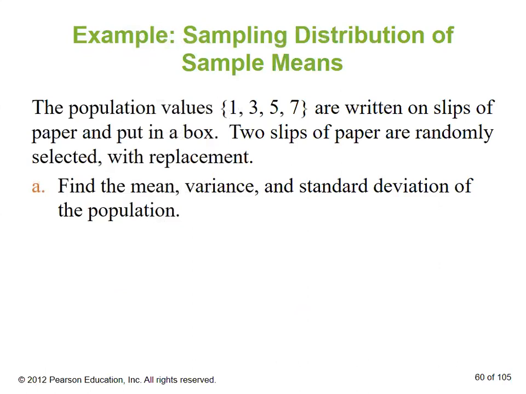Now, looking at this, can you tell me what is my population? What are all the possible values that I could get? 1, 3, 5, 7. Now, how would you get the mean of the population? I do what with these numbers? Add them up and divide by 4, okay? To get the variance, do you remember the formula for variance? Let me show you real quickly in case you have forgotten.